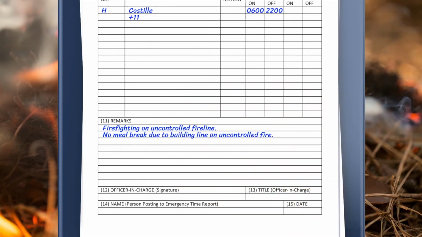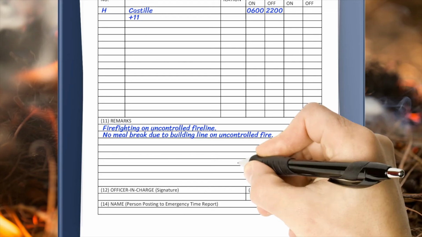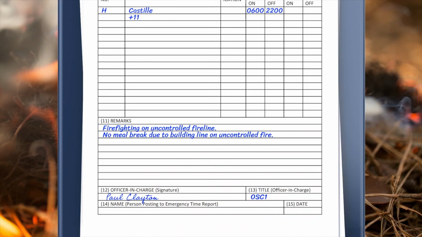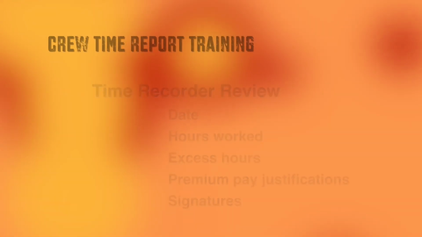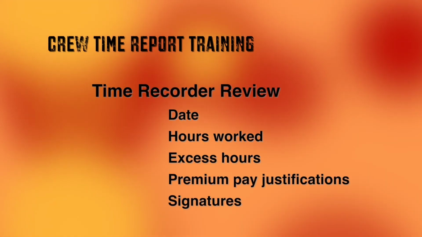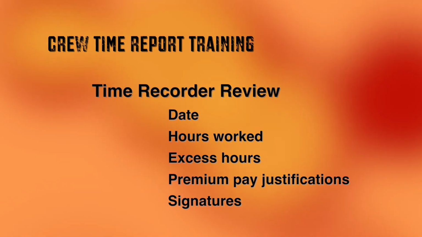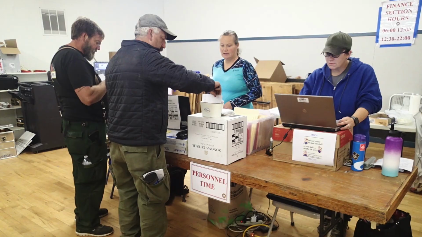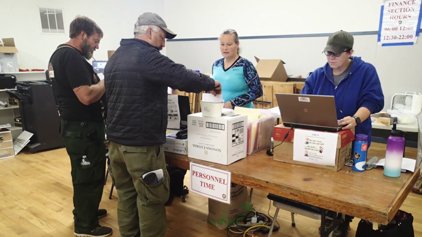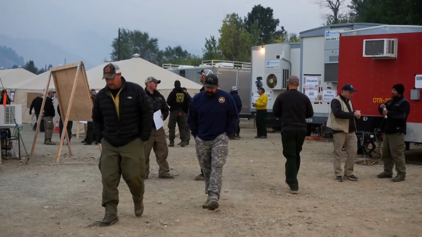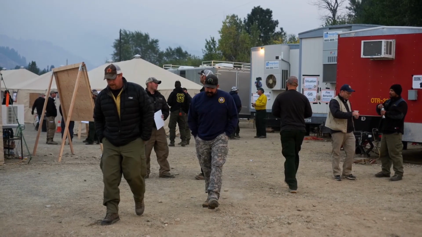When the supervisor is satisfied the information on the CTR is accurate and complete, they sign Block 12 and enter their position code in Block 13. Finally, the CTR is turned into finance and timekeepers check for completeness and accuracy. They ensure items like date, hours worked, excess hours, premium pay justifications, and signatures are shown and documented properly. If a timekeeper finds something missing or that is unclear, they will hold the CTR until the discrepancy has been resolved. The crew boss will have to return to finance and provide the explanation.